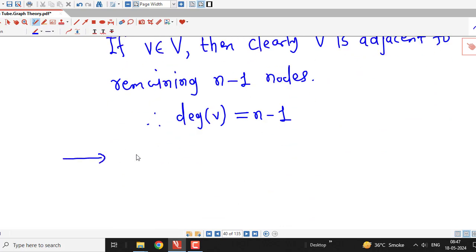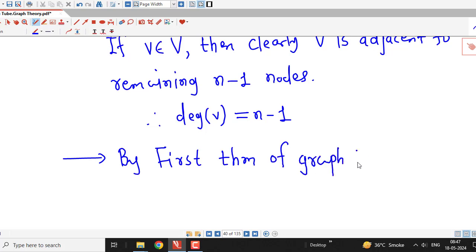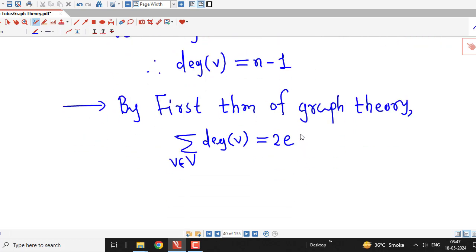Now we can use the handshaking theorem or first theorem of graph theory. If we take the sum of degrees of all the vertices, then it is equal to 2 times the number of edges, where E equals the number of edges.